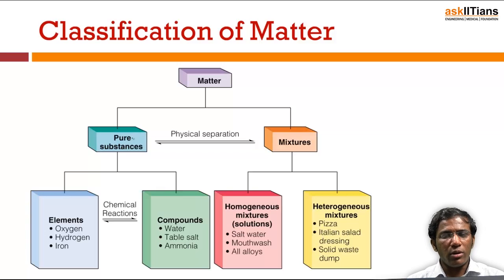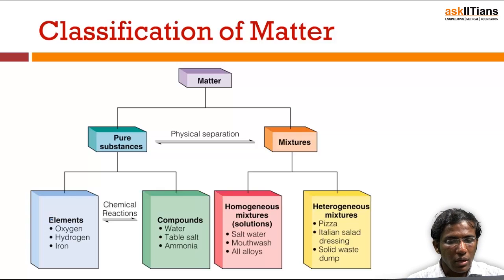Let's discuss pure substances and mixtures in detail. Pure substances can be elements or compounds. Oxygen, hydrogen and iron are elements. Water, ammonia and table salt are compounds. Basically, pure substances are those materials that consist of only one type of atoms or molecules. If a substance contains only one type of molecule, it is a pure substance. It does not contain any other impurities. Oxygen contains only oxygen atoms, and hydrogen contains only hydrogen atoms. That's why these are pure substances, and these are elements.